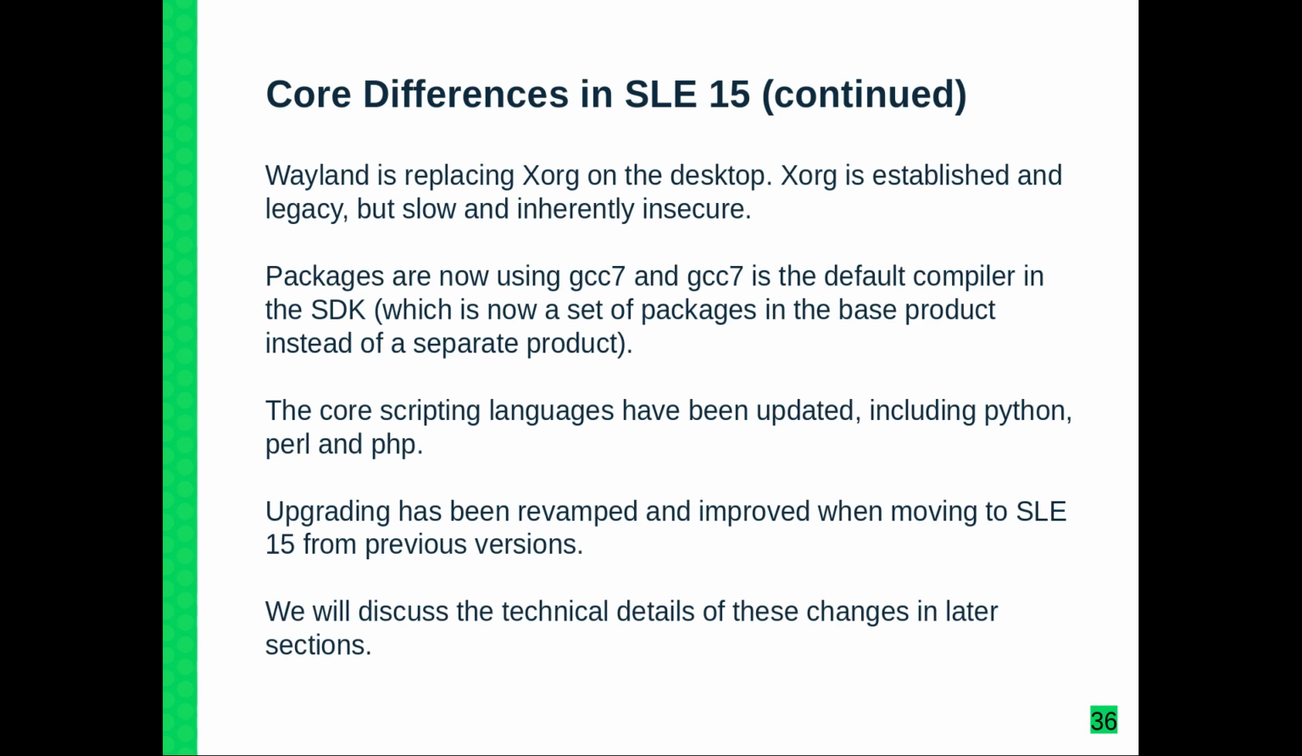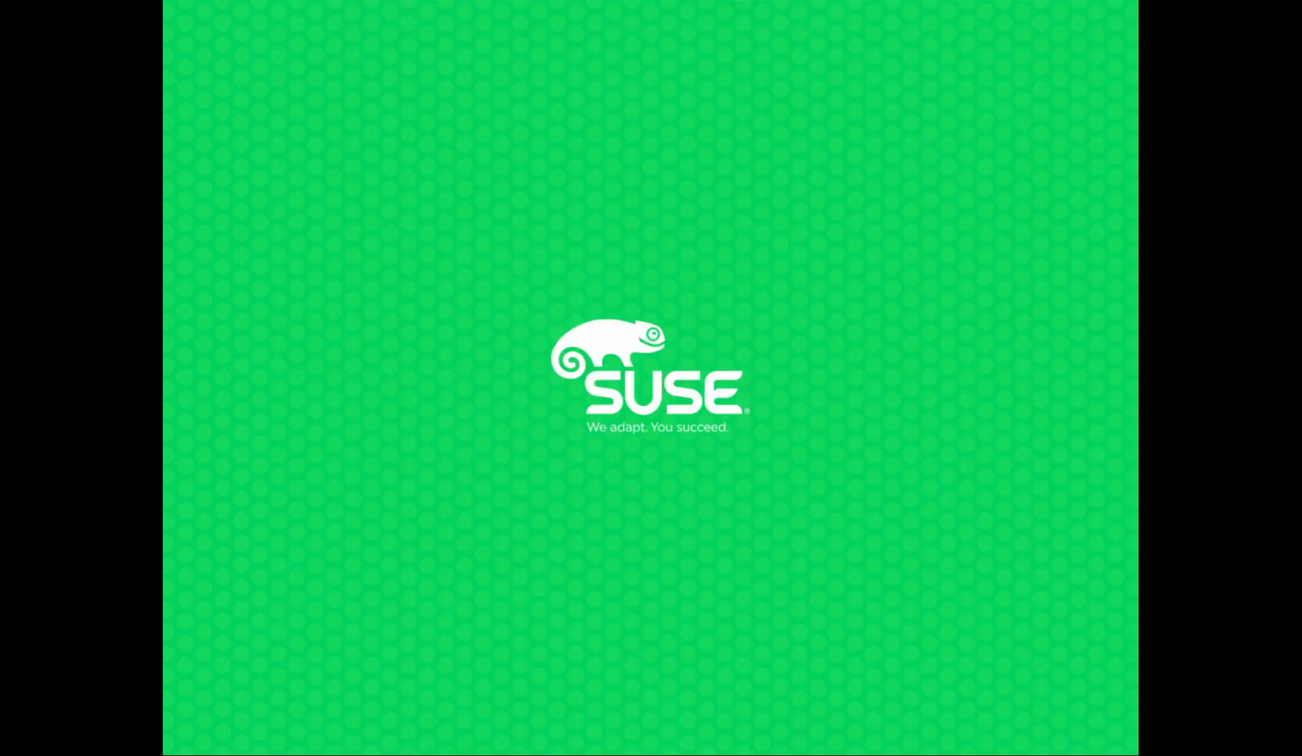We'll talk about GCC 7 being the default included with the SDK and for the applications that are included in SUSE Linux Enterprise 15. We'll talk about the scripting languages, the various versions of Python, Perl, and PHP, and where they are. We've also made it easier for you to perform upgrades from previous versions. There are additional paths for doing the upgrade. We will talk about that in later sections. That's actually the last section of the course. And so there will be a bunch of different ideas that we will cover as part of this course.